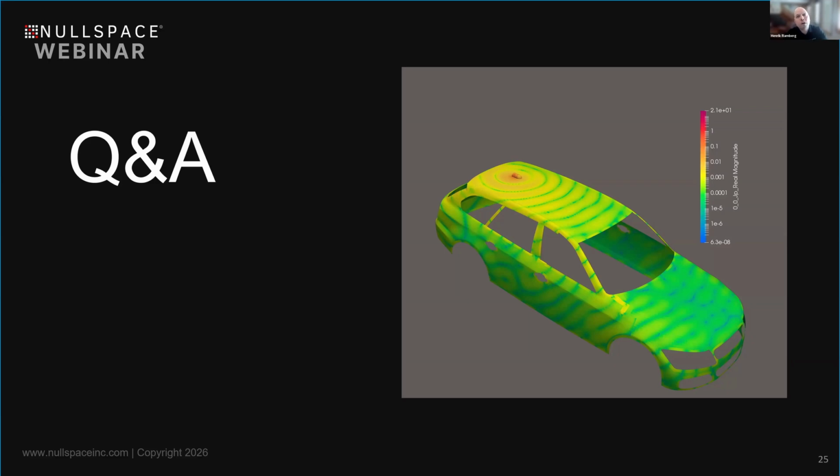If you are going to use first order basis functions, then you use lambda over 10 mesh size. But that's what we did in our simulation, right? We had lambda over 5, lambda over 10.